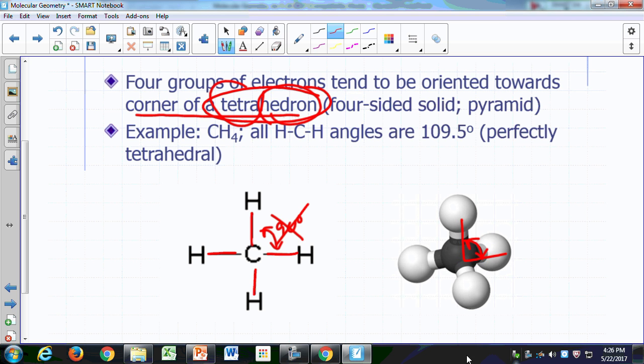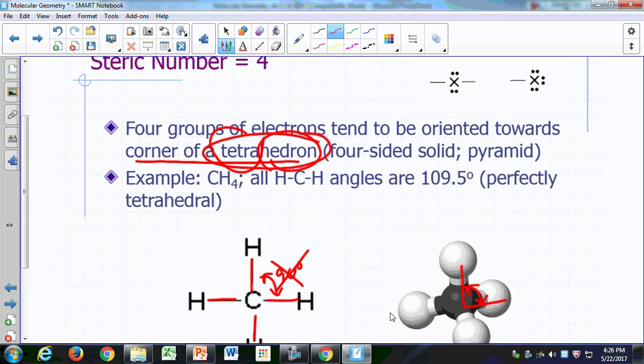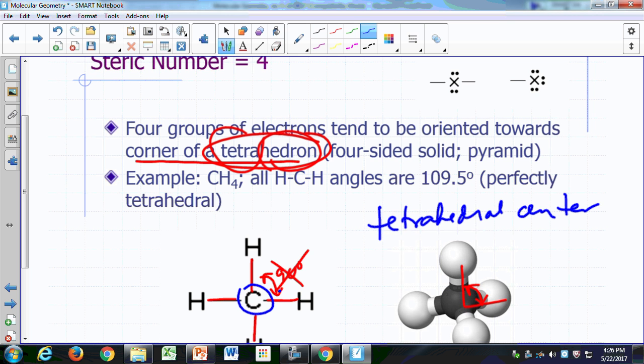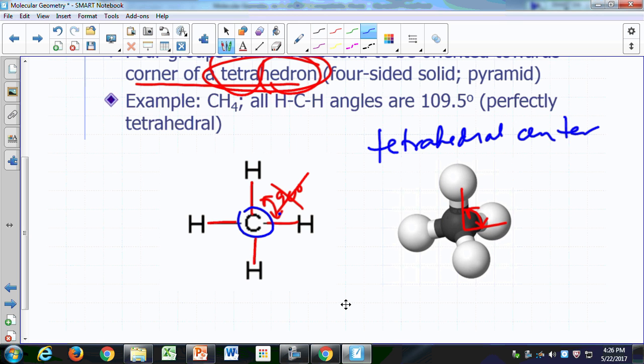Okay, so methane, we say, has a tetrahedral center. So carbon here is a tetrahedral center. And the shape of the molecule itself is also called tetrahedral. Okay?